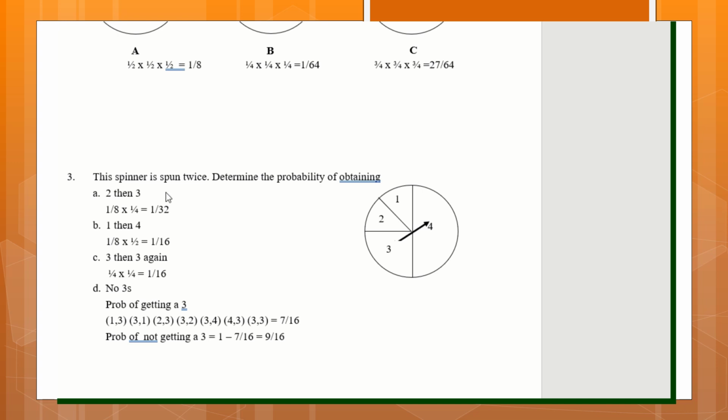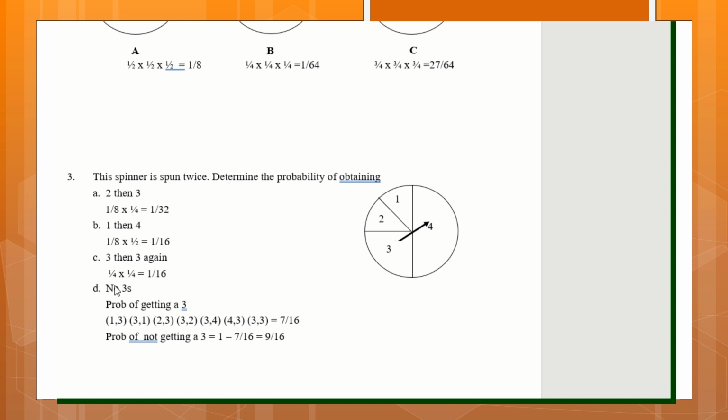The spinner is spun twice, determine the probability of obtaining 2, then 3. So what's the probability of obtaining 2? 1 over 8. What's the probability of obtaining 3? 1 over 4. You multiply, you get 1 over 32. What's the probability of getting a 1, then a 4? The probability of getting a 1 is 1 over 8. The probability of getting a 4 is 1 over 2. You multiply. What's the probability of getting a 3, then a 3? 1 over 4 times 1 over 4.